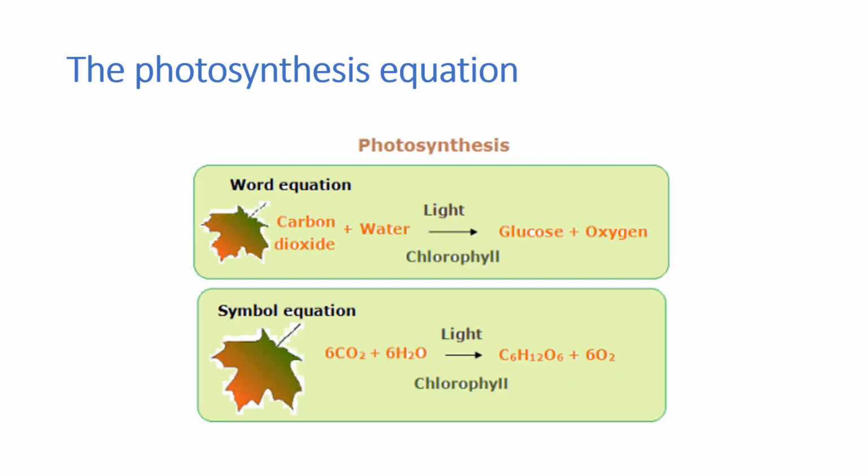This is the equation for photosynthesis. We can write it as a word equation or as a symbol equation. Carbon dioxide plus water produce glucose plus oxygen in the presence of light and chlorophyll.